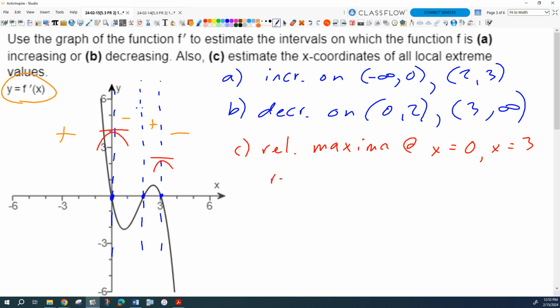We have relative min at where? At 2, yeah, at 2, we'd have to have a minimum because we're transitioning from a negative to a positive first derivative, right? So decreasing to increasing. So that's going to have to look like that. Okay, make sense?